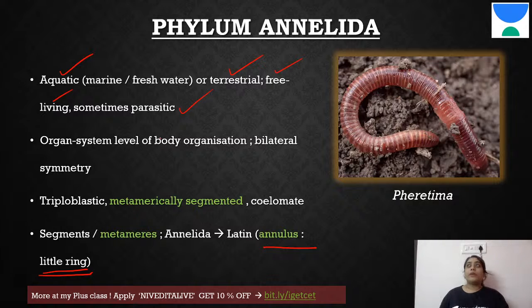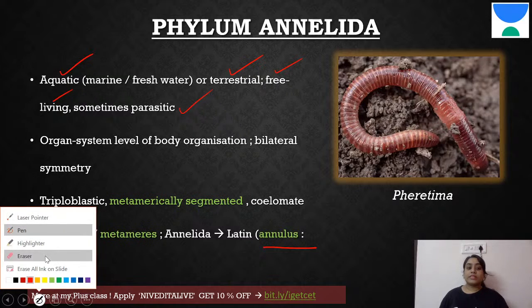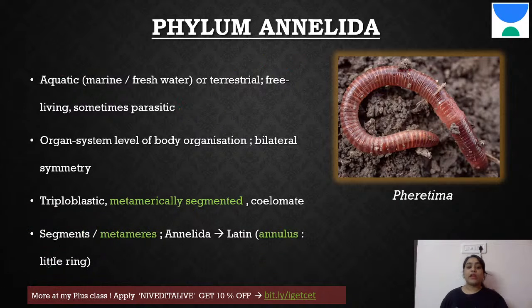Again, when we're talking about any organism, we also talk about their organ system level, and how their body is structured. So here, organ system of body organization. Remember, we were talking about different systems in one of my previous sessions. I told you the body can be just cell aggregates, so sponges, Porifera, was that.